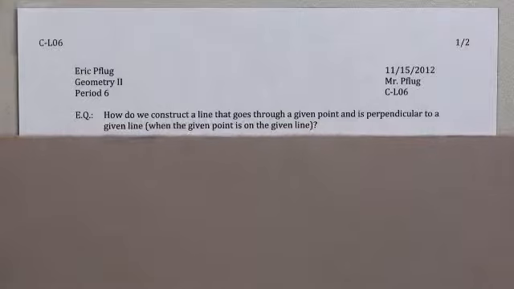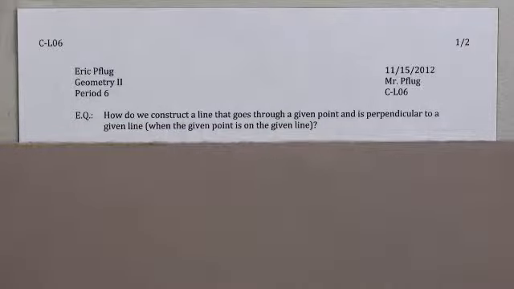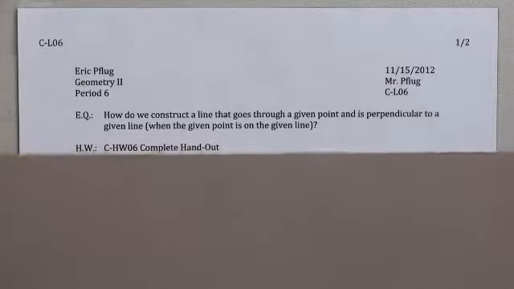Okay, this is lesson C-L06. Start off with your heading. Make sure you put whatever the date is that you're working on this. The essential question is, how do we construct a line that goes through a given point and is perpendicular to a given line? And that's when the given point is on the given line.